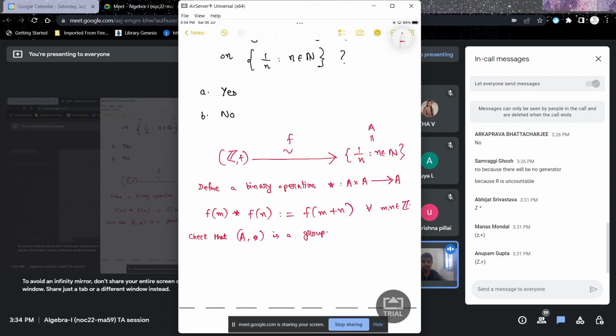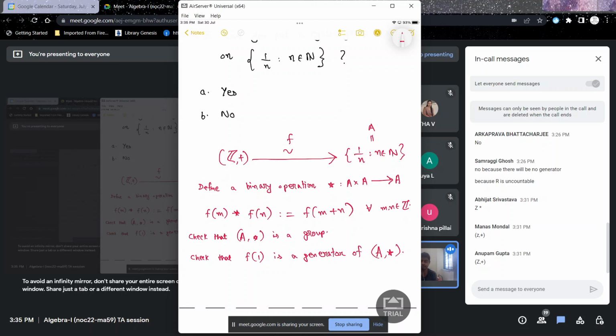What can we say about a generator of A? You can check that, you know 1 is a generator of Z under addition. You can check that f of 1 is a generator of A, comma, star. Similarly, -1 is also a generator of the integers under addition. You can check that f of -1 will also be a generator. So whatever is happening in Z under addition, the same will happen for the group A, comma, star, precisely because star has been obtained by pushing the group structure on Z under F.